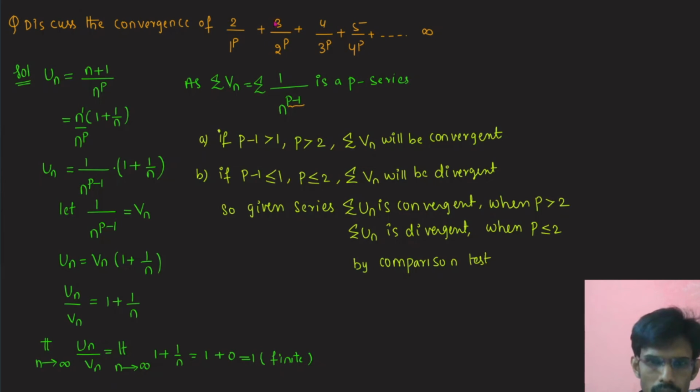According to the comparison test, both sigma Vn and sigma Un converge together simultaneously. It means that if Vn is convergent, then Un is also convergent. If Vn is divergent, then automatically Un will diverge. So based on that comparison test, we say that the given series is convergent or divergent based upon the value of this p.